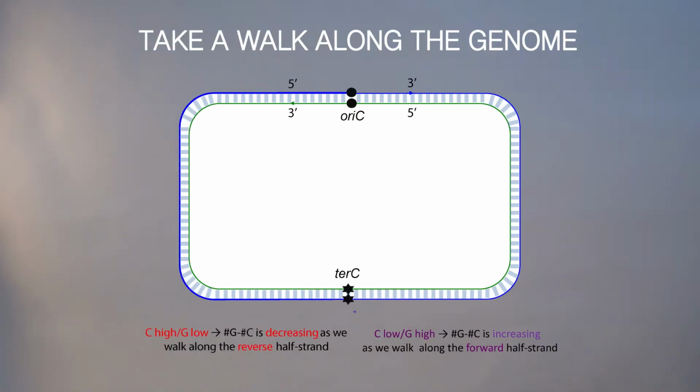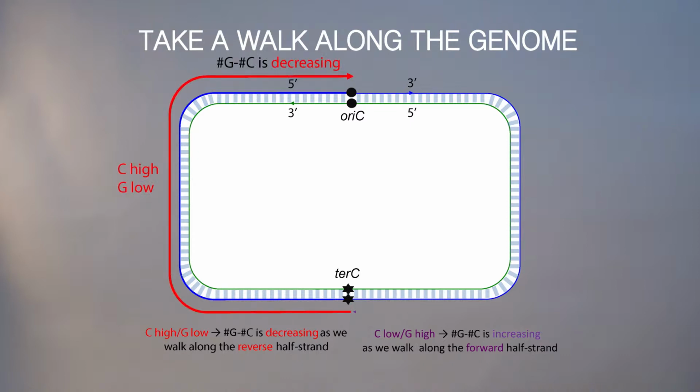Now, keeping this in mind, let's take a walk along the genome. We start at terminus, and let's say we move from terminus, according to the red line, to origin. In this case, we move along the strand at which C is high and G is low, which means that G minus C is decreasing as we walk, right? But when we walk along this half strand, C is low and G is high, which means G minus C, the total number of nucleotide G minus the total number of nucleotide C, is increasing as we walk.